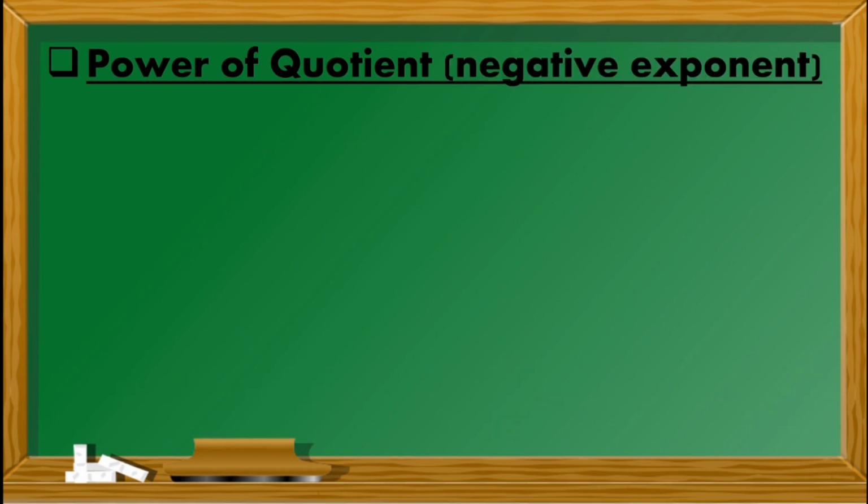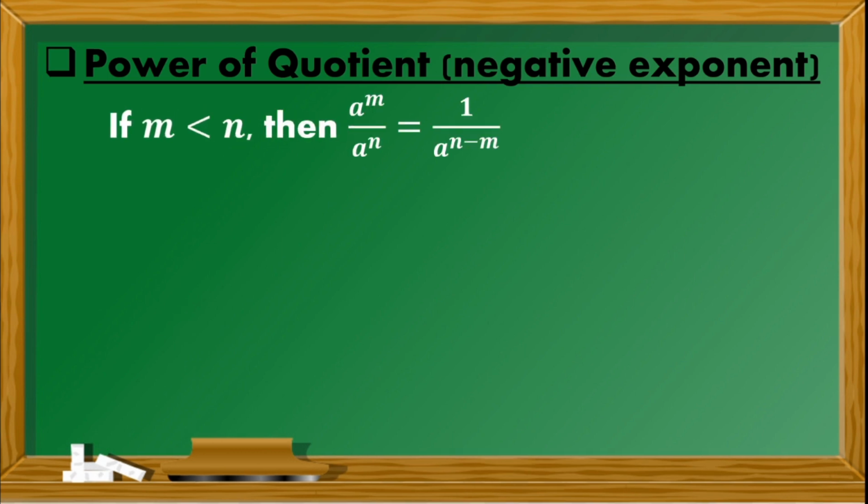Next natin is power of quotient pa rin, pero negative yung kanyang exponent. Paano naman yun mangyayari? If m is less than n, or yung exponent sa taas ay mas maliit kaysa dun sa exponent sa baba, then ang magiging sagot natin is ganito, a raised to m over a raised to n equals 1 over a raised to n minus m.